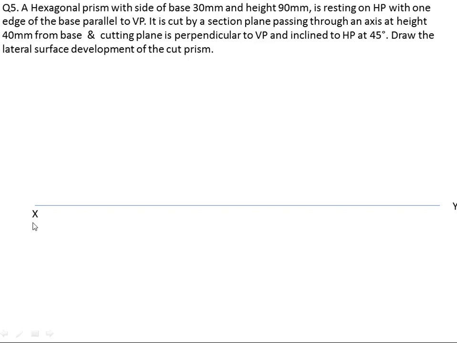So here first we have to draw the front view and top view of a hexagonal prism. So hexagonal prism in top view we get the hexagonal polygon. So here we have to draw the hexagon. Now one of the edges of the base is parallel to VP. So here we have to draw one of the sides parallel to the XY line. Next, give the dimensions, give the names to the points 1A, 2B, 3C, 4D, 5E and 6F.